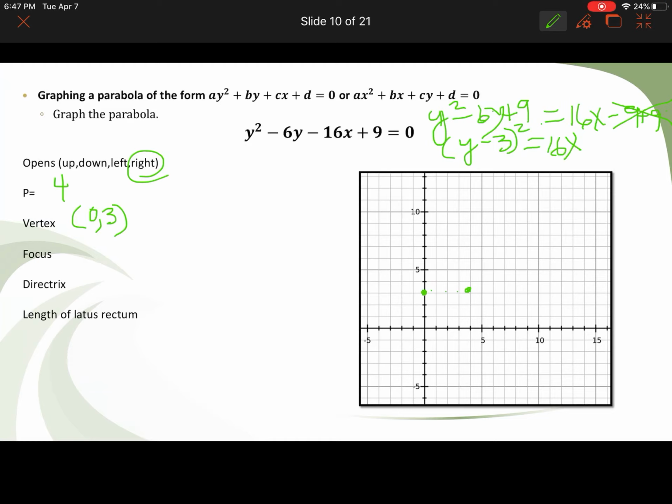Notice that because it's opening left to right, all the y values are going to be the same on the vertex and the focus. So that will still be 3, but I'm going to have 0 plus 4 for my x value. Then I'm going to go the other direction for the directrix. 1, 2, 3, 4. So that is going to be this line right here.